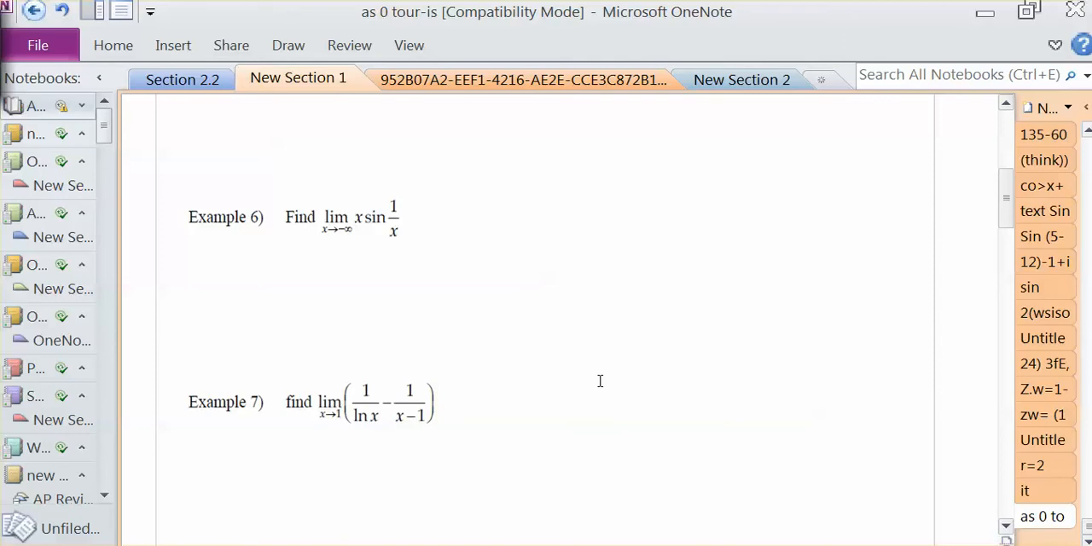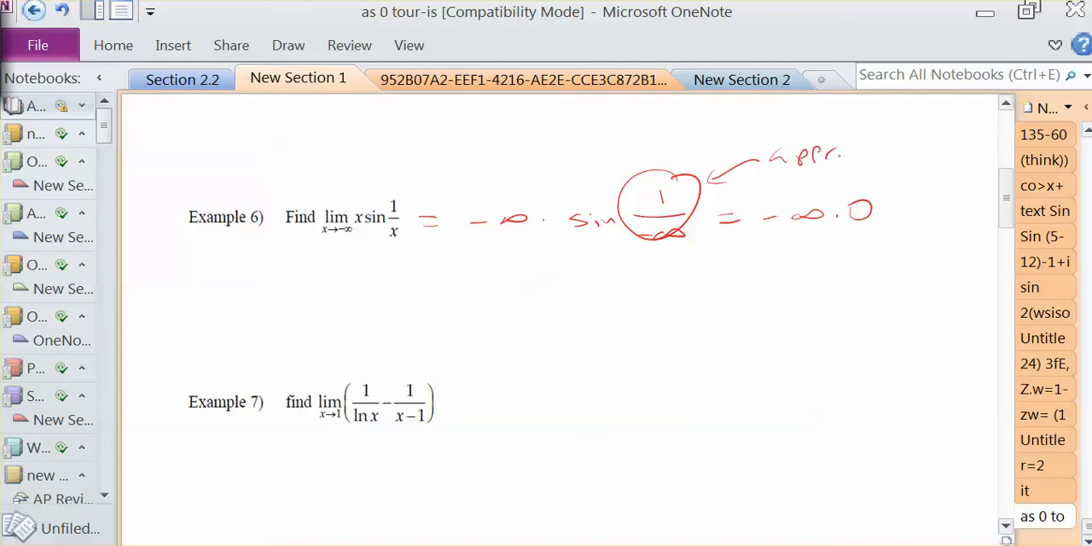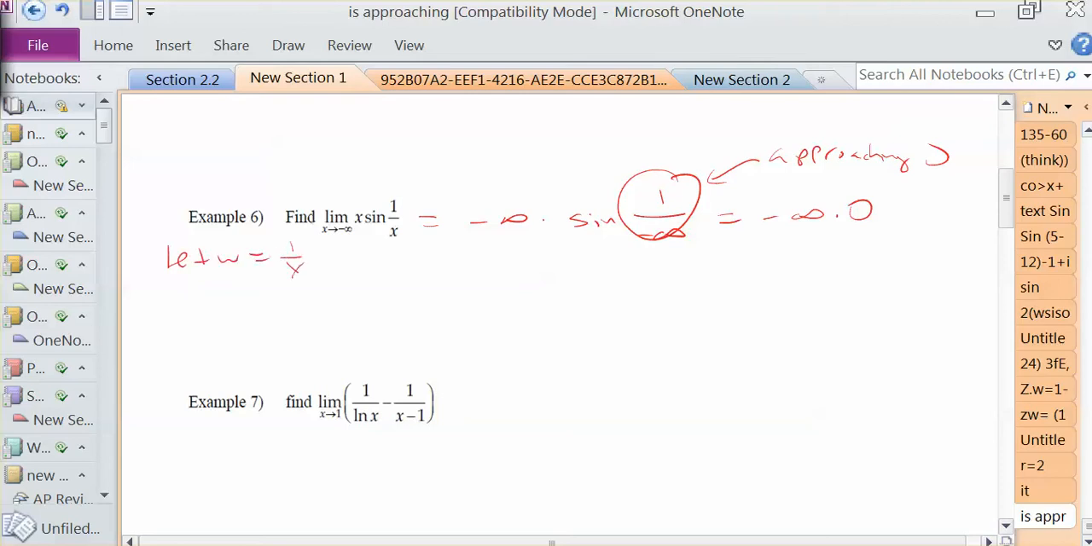Now, in this case, x is approaching negative infinity, so if you were to plug in whatever x is approaching, it's negative infinity times sine of 1 over negative infinity. So that's just basically negative infinity times 0, because this is, of course, approaching 0. So how can we get creative about this one? Say we let w equal 1 over x.